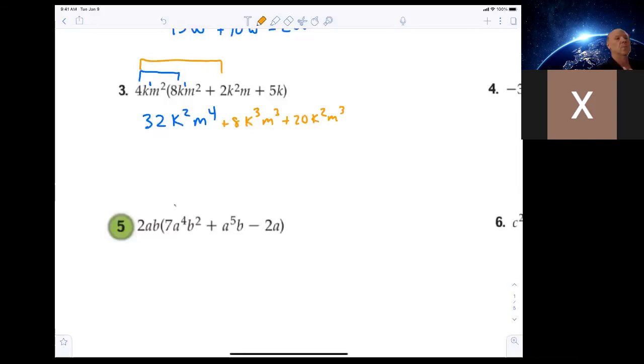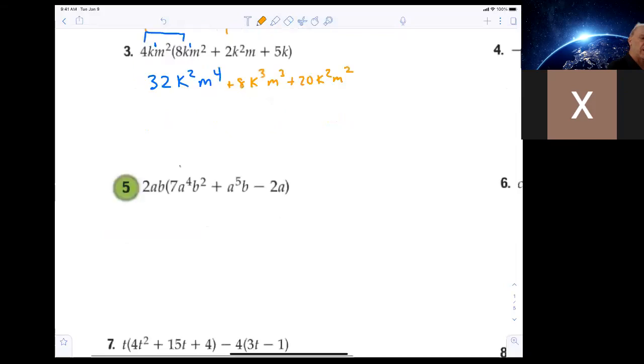What did you do? Cube from the last one? K, oh, it's supposed to be squared. Thank you. What about the other one? Still cube. Where did the three come from? 2 plus 1 equals 3. You're adding exponents.